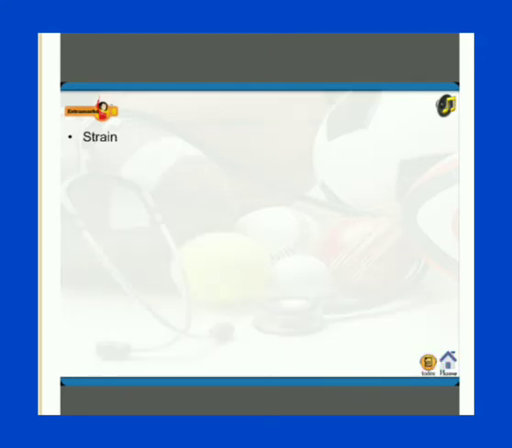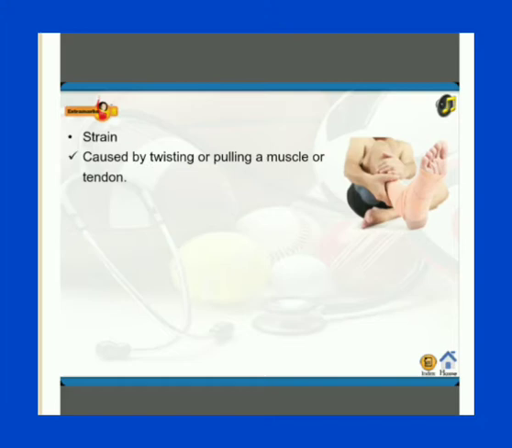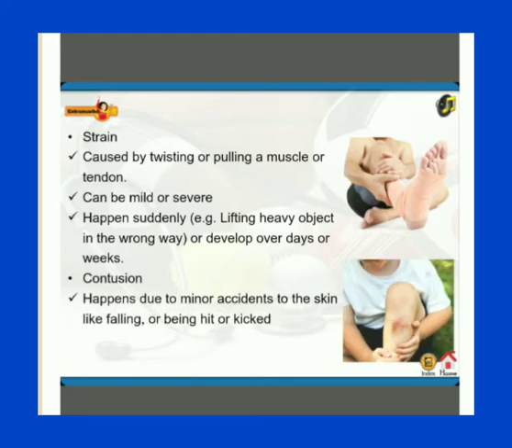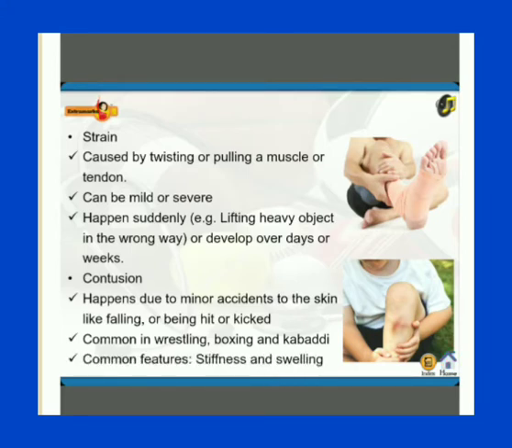Strain is caused by twisting or pulling a muscle or tendon. It can be mild or severe. It can happen suddenly, for example, lifting a heavy object in the wrong way, or develop over days or weeks. Contusion happens due to minor accidents to the skin like falling or being hit or kicked. It is common in wrestling, boxing and kabaddi. Stiffness and swelling are common features under this condition.